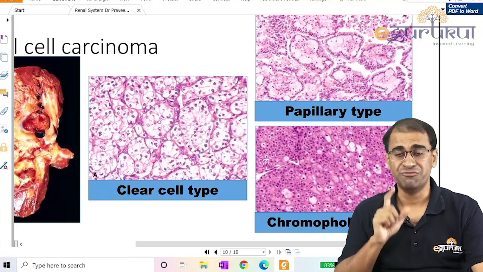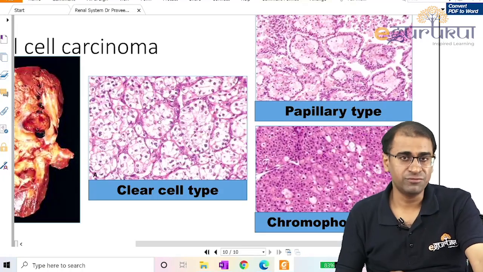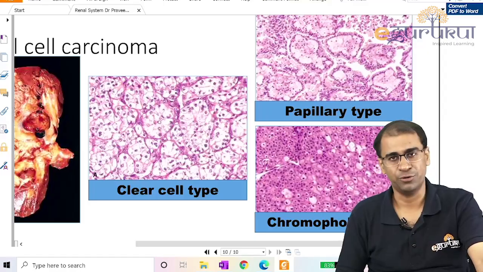Again, this is a very important topic. Kidney will definitely give you at least 3 to 4 questions in any exam that you appear for.